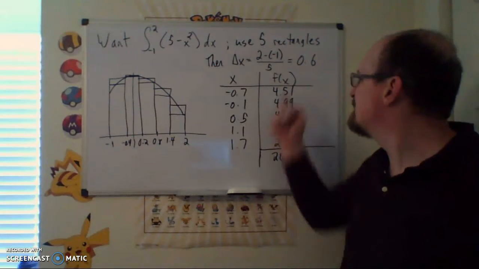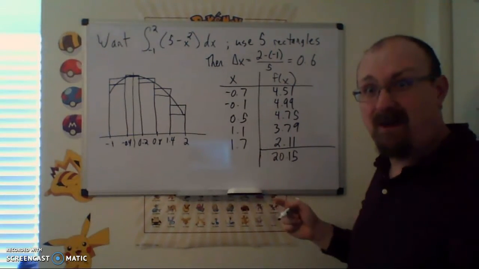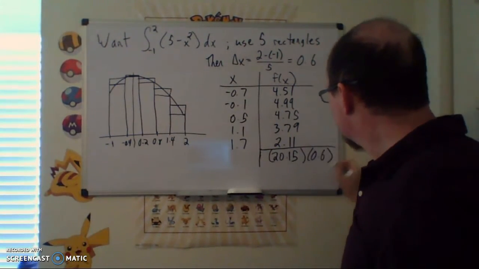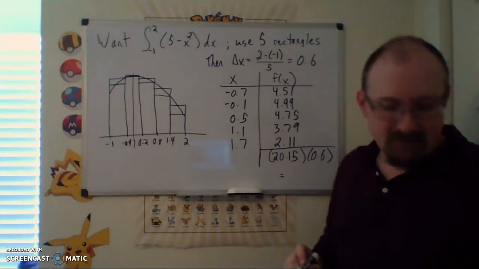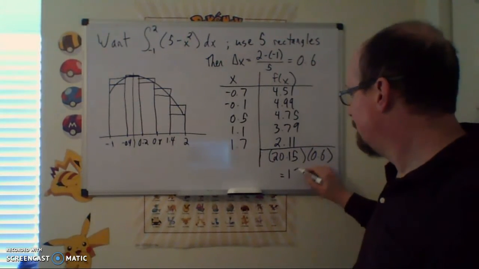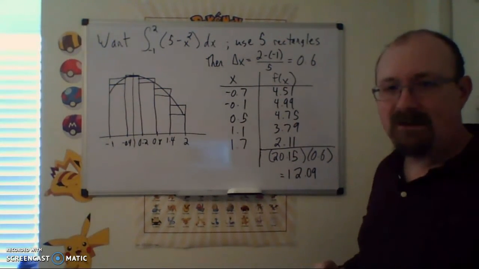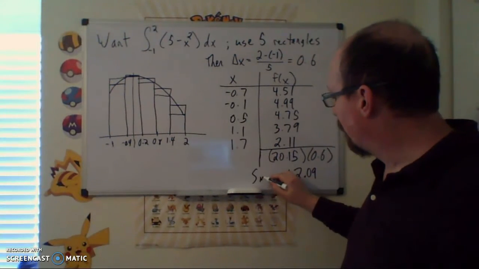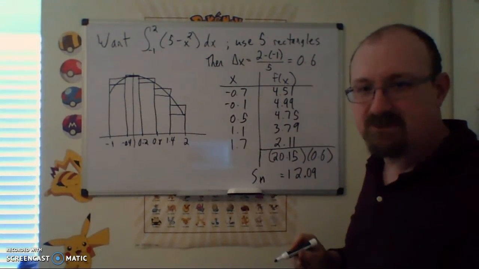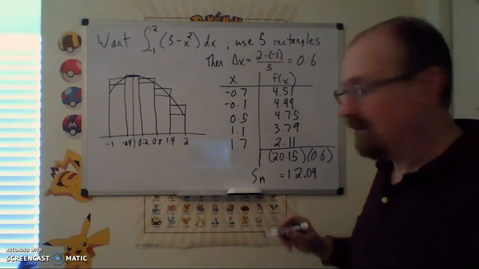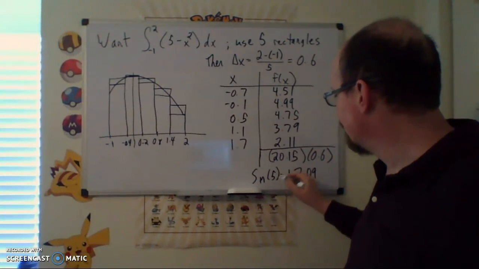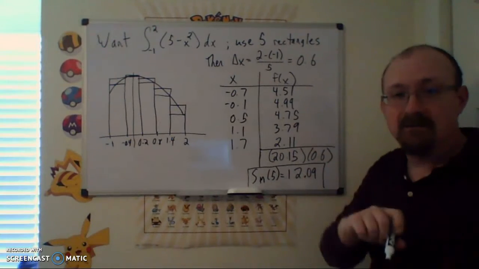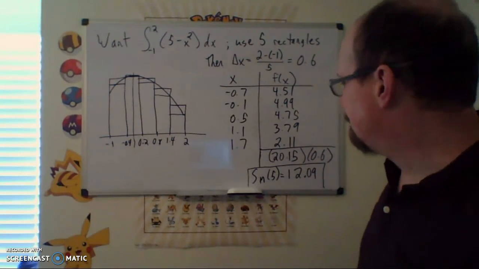I haven't done anything with this delta x thing yet. I need to multiply this thing by the width of each of these rectangles I created. So from there, I got 12.09. We normally call that S with a subscripted M, midpoint. Hopefully that stands for reason. We're still using 5, so we got that guy right there for our midpoint estimate.